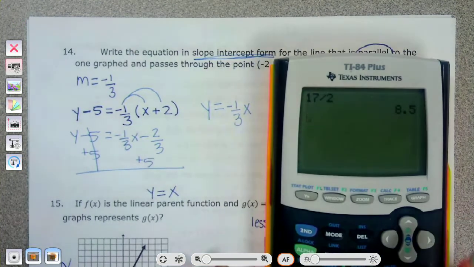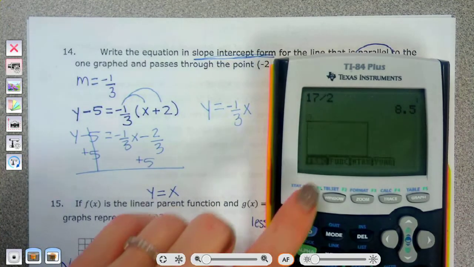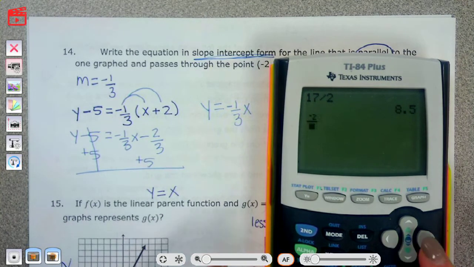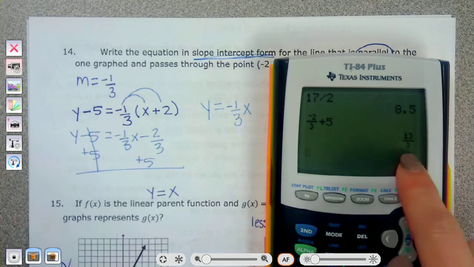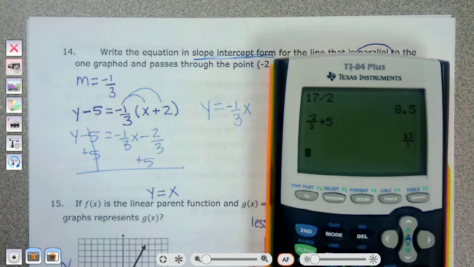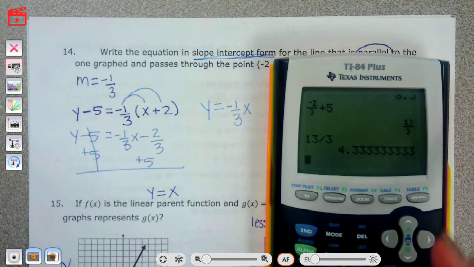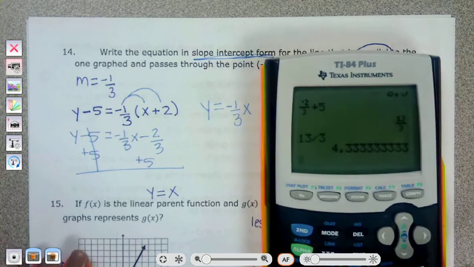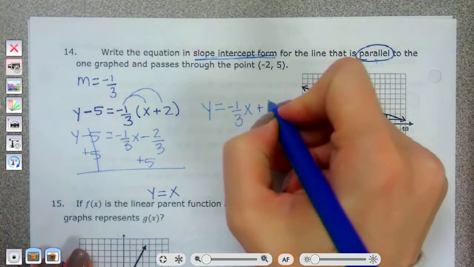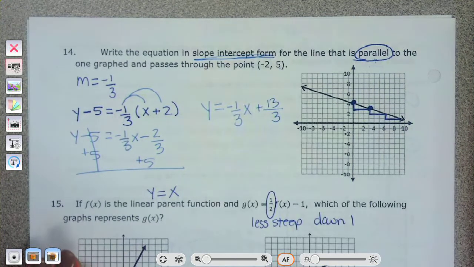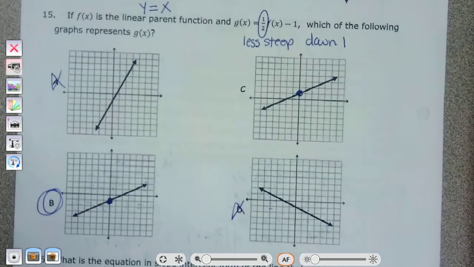So let's use our calculator. And I'm going to do alpha y equals enter and do -2/3 plus 5. And I end up with 13/3, or I can change it into a decimal by doing 13 divided by 3, and I get 4.333333. So I'm just going to leave it 13/3. That's funky how that works out. Oh well. Okay, number 15.